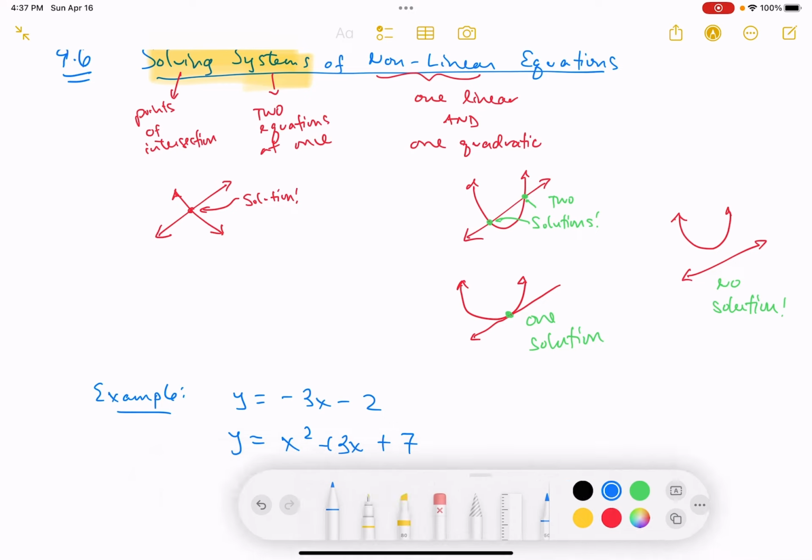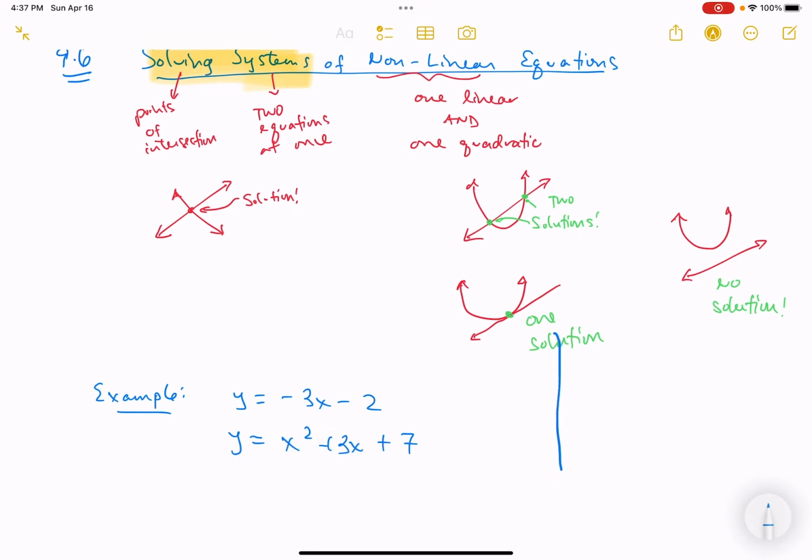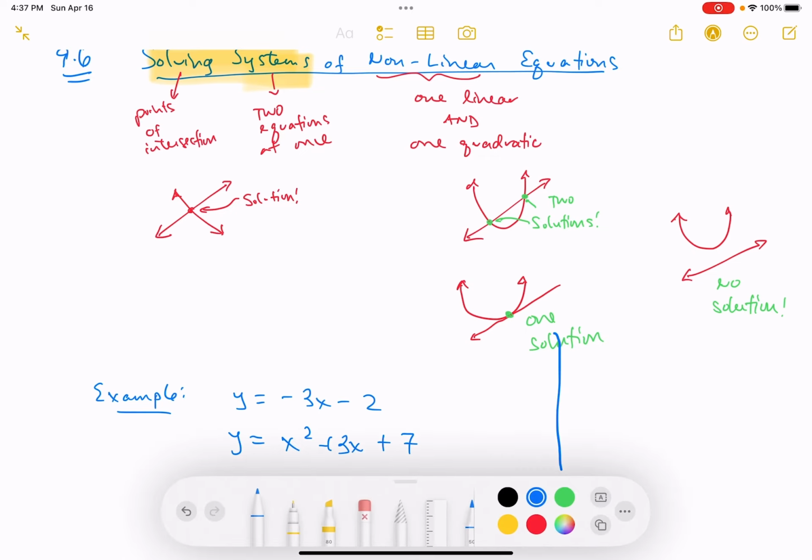So how do we do the math? How do we find the solution? Sorry, I'm writing on things. How do I get rid of that?